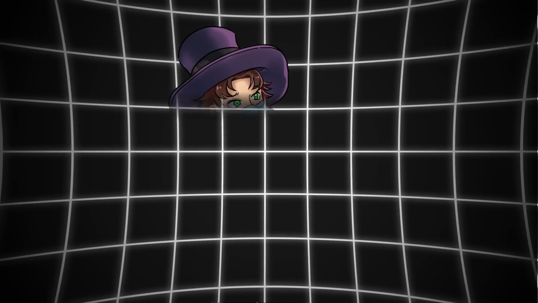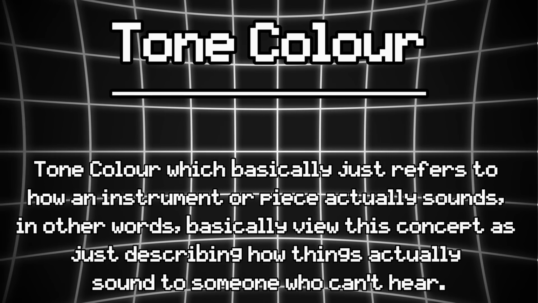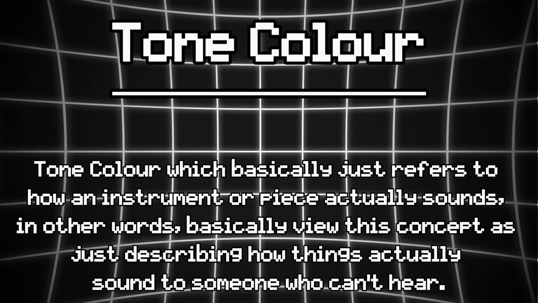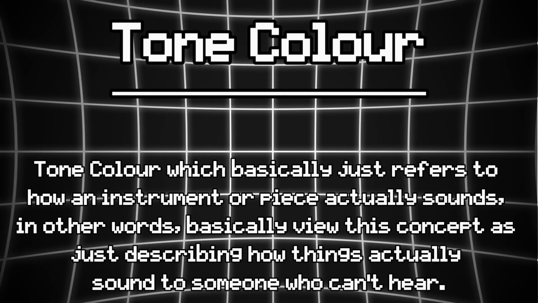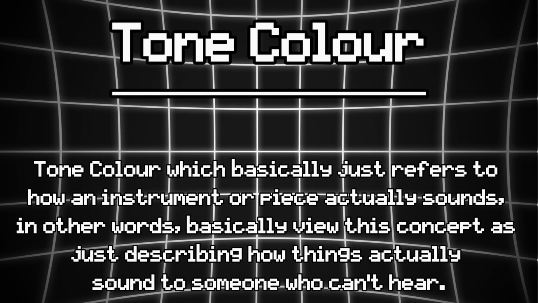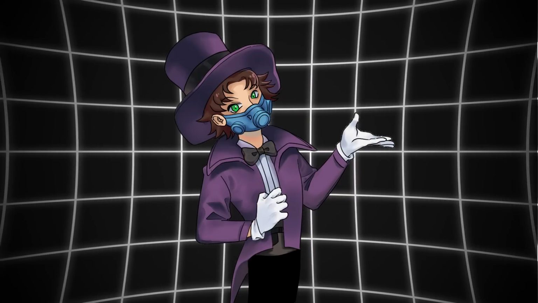You should get the idea now. And finally, we have tone color, which basically just refers to how an instrument or piece actually sounds. In other words, view this concept as describing how things actually sound to someone who can't hear. And that's pretty much all you will need to know about music theory.